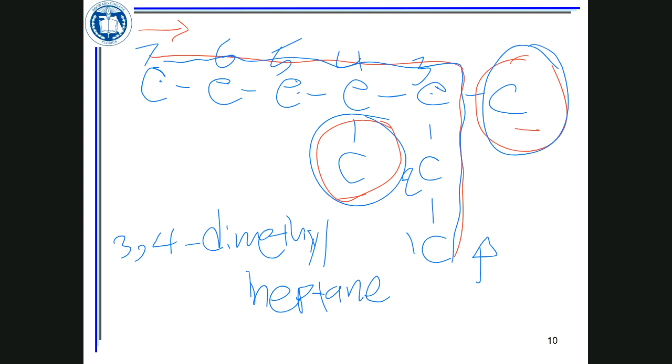3,4-dimethyl heptane. See if you can match the name with the structure. If you have questions, let me know. If not, I go to the next example.